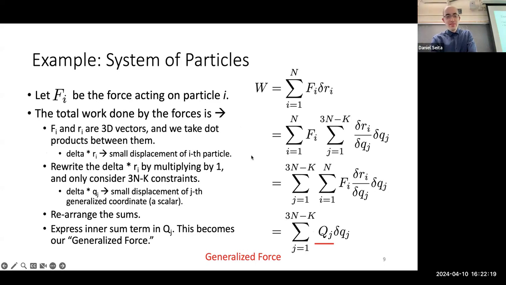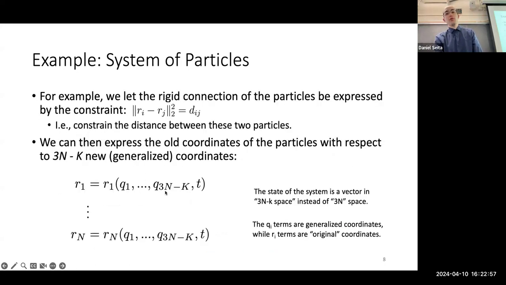So the way that this works is you take each of the change in the delta Ri, and you can kind of see what's going on here. There's a sum over j from j equals 1 to 3n minus K, and then all the terms here are the delta Qj, right? And then just multiply by 1. It's a very common trick in math. You have a bunch of terms here, and the 3n minus k is because you had 3n minus k terms here.